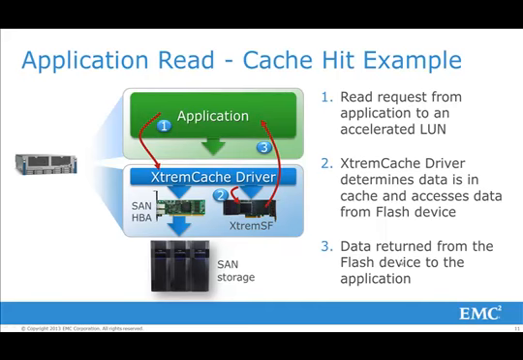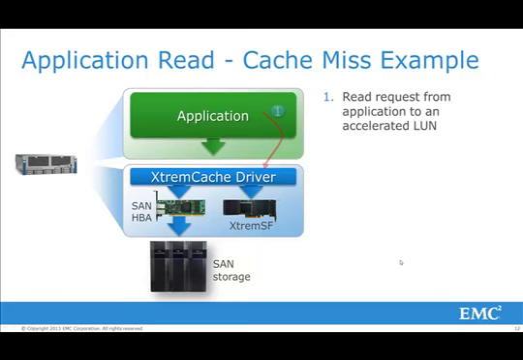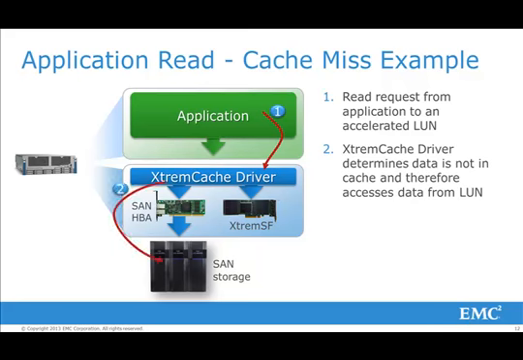What about a cache miss? An application issues the same type of system call for a block of data in an XtremCache accelerated LUN, but this time XtremCache determines that the data is not in the cache and therefore accesses data from the LUN through the SAN HBA, as the diagram shows.